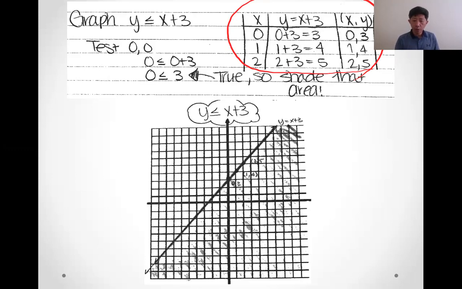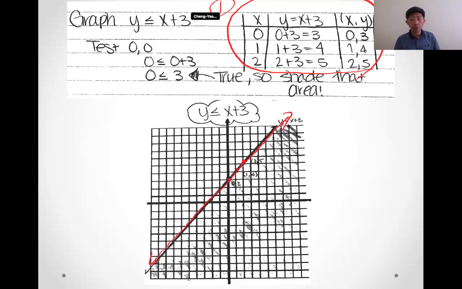Now where is (0, 3)? (0, 3) is right here. Where is (1, 4)? (1, 4) is right here. And we've got one more point to double check: (2, 5). (2, 5) is right here, right? So the first step is to find the line. Okay, this is the first step.